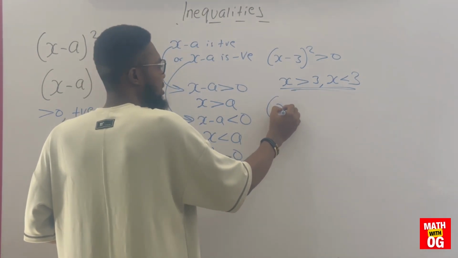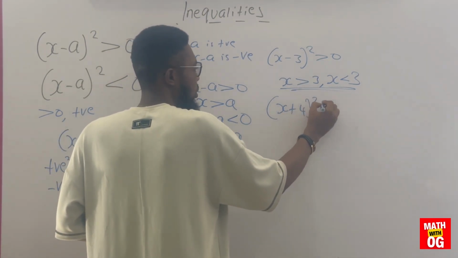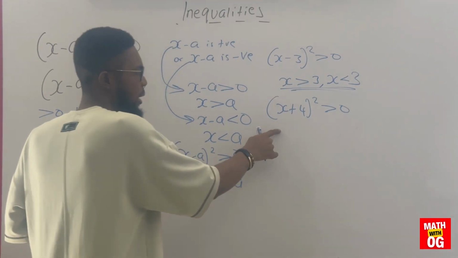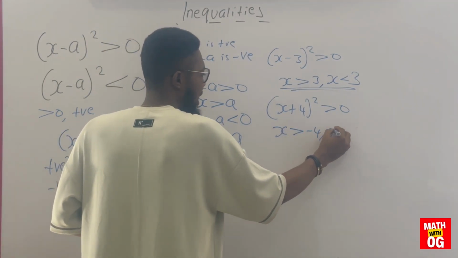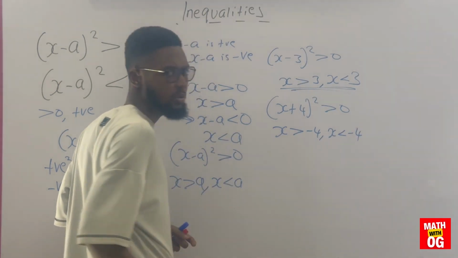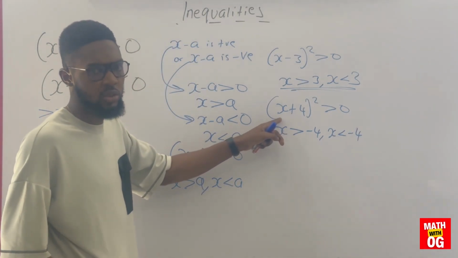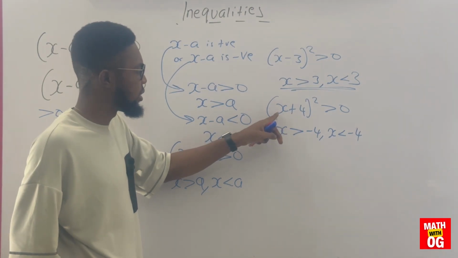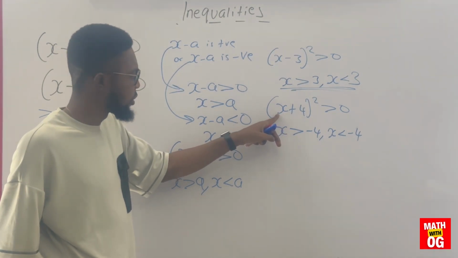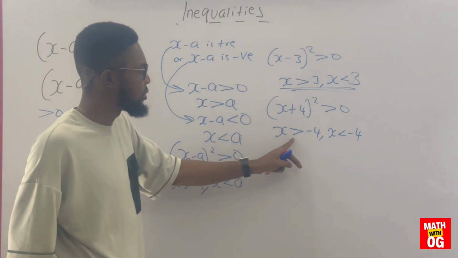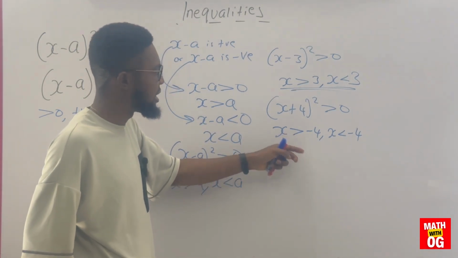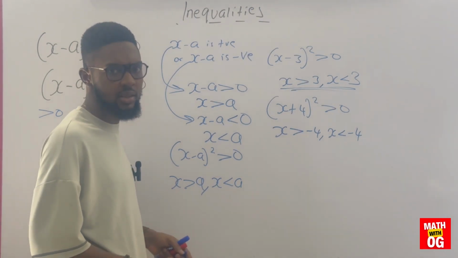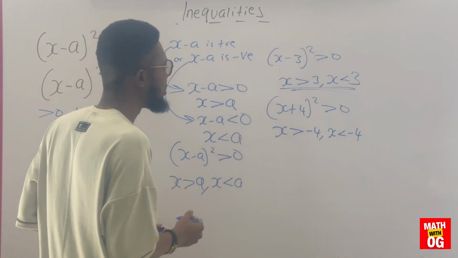But if you have something like this, x plus 4 all squared is greater than 0, remember, this will give you x is greater than minus 4 and x is less than minus 4, because you must equate this to 0. If you equate this to 0, x has to be equal to minus 4. So if x is minus 4, we are dealing with x greater than minus 4 or x less than minus 4. We are not dealing with x greater than 4 or x less than 4. So that's the solution to that.